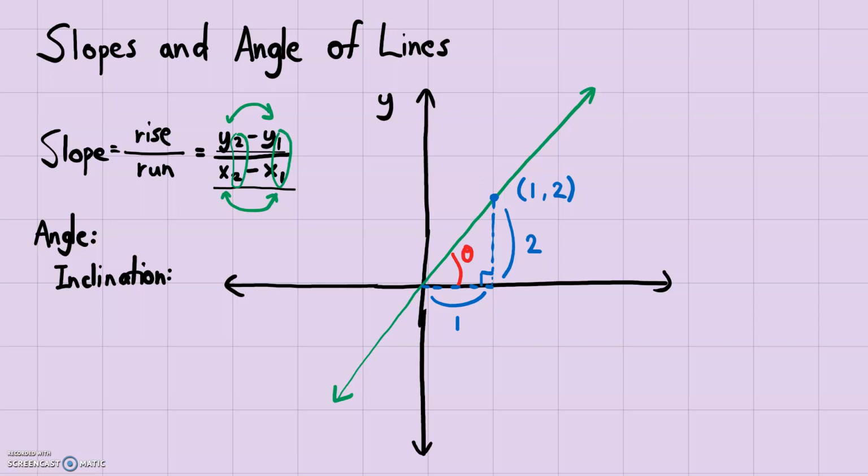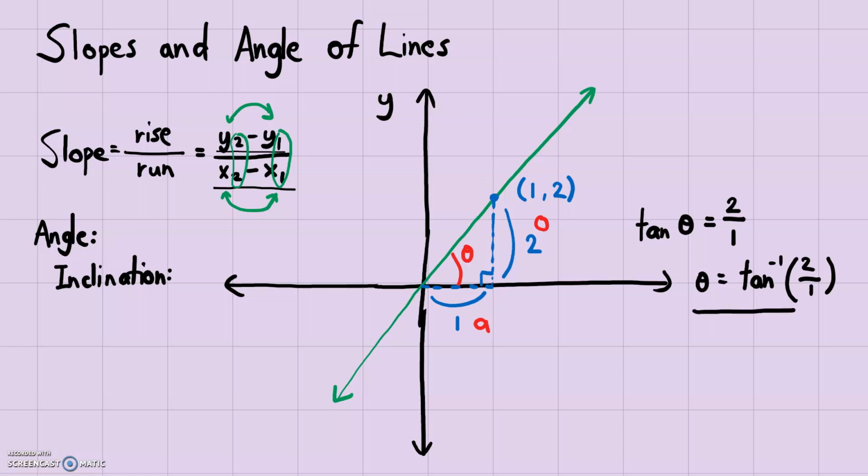So since we know the opposite side and the adjacent side of this angle, we can use the tangent function. So in other words, tangent of that angle is going to equal opposite over the adjacent, 2 over 1. And to find the angle, we can just use the inverse arctan. Angle is going to be arctan of 2 over 1.